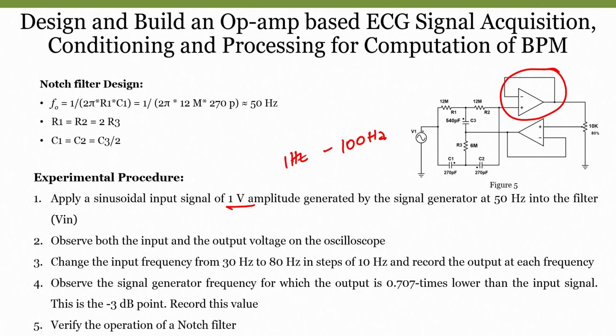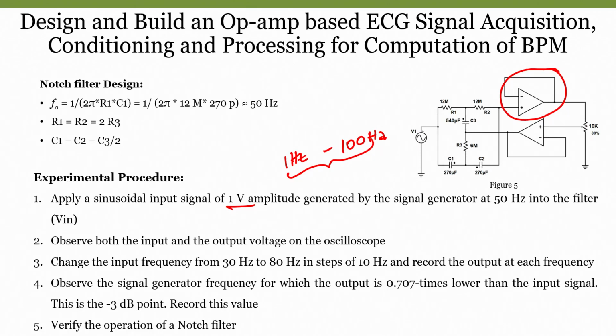So, the complete frequency range of our interest is between 1 hertz and 100 hertz, and this particular circuit is designed to remove the narrow band at 50 hertz. Since 50 hertz lies in this range, the purpose and the requirement can be completely monitored using this range of frequencies. When we apply the input, we will slowly change the frequency from 1 hertz to 100 hertz in steps of 10 hertz, and observe at what frequency the output amplitude is 0.707 times lower than that of the input signal.